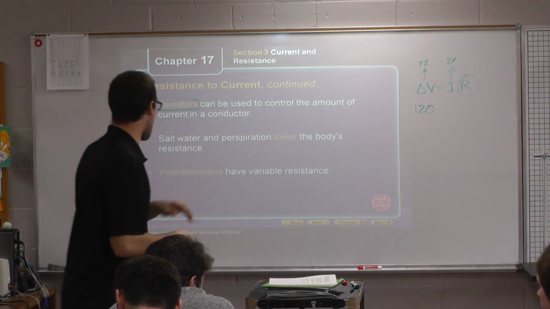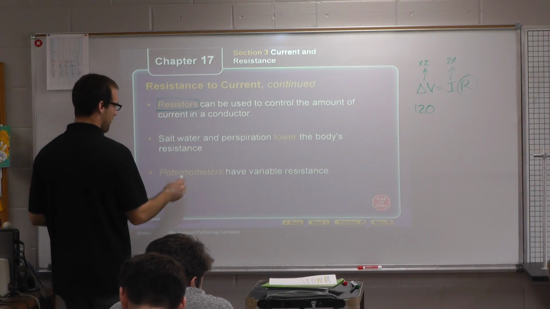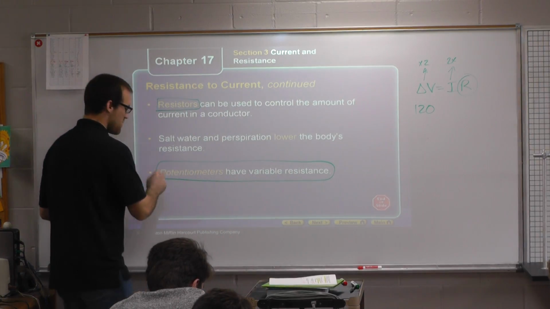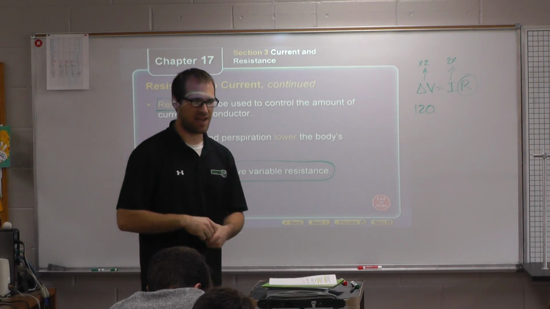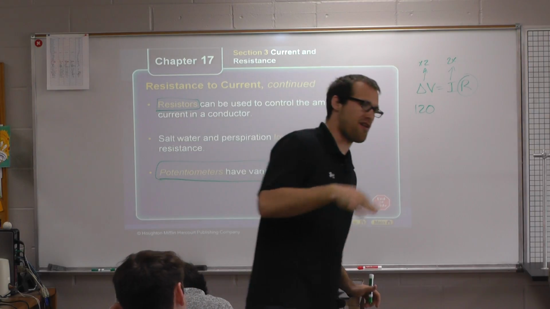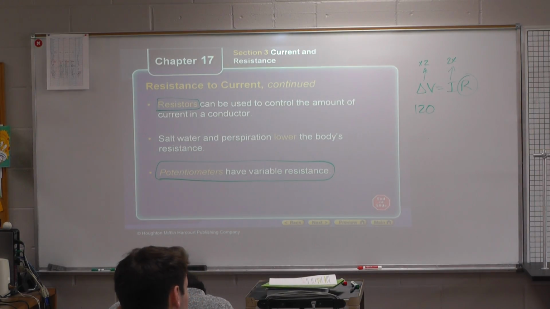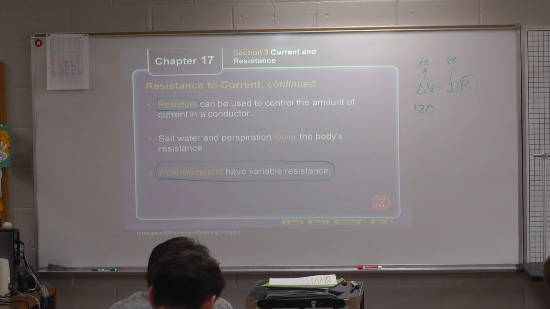Okay. These are actually cool. Does anybody have in your house a light switch that can vary the brightness of a light? Yeah. That's a potentiometer. Usually it's either like a button that you lift up and down, or it's a thing you spin.